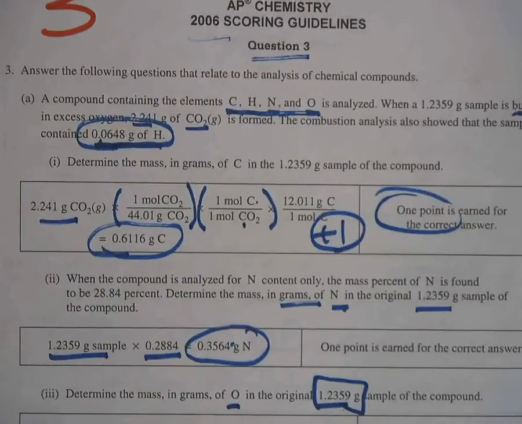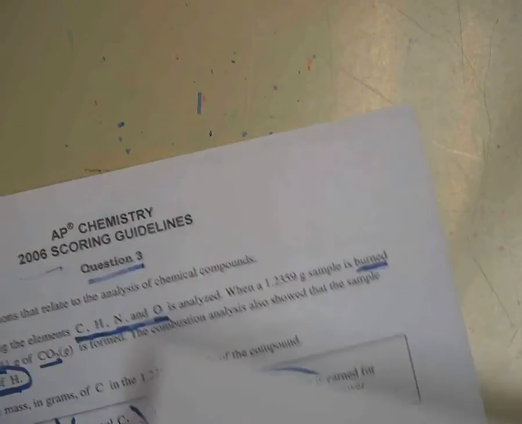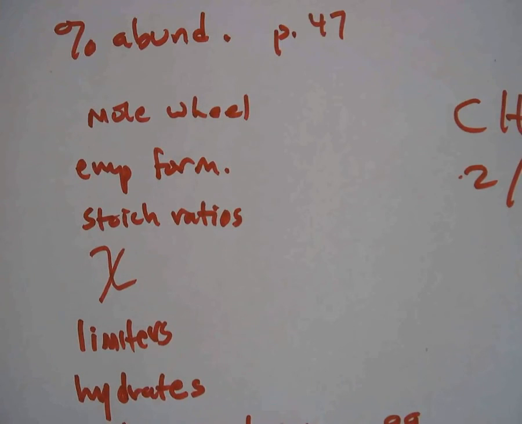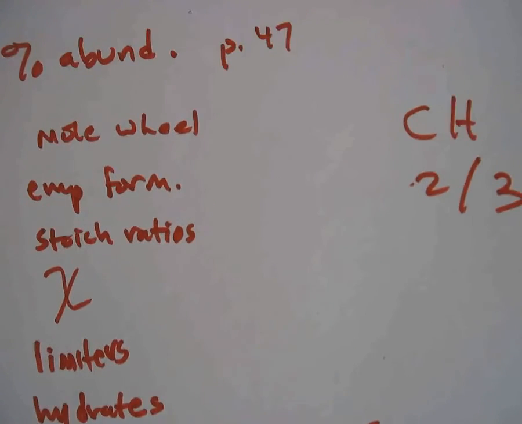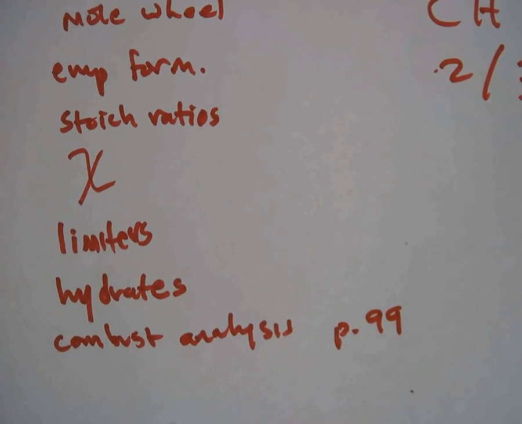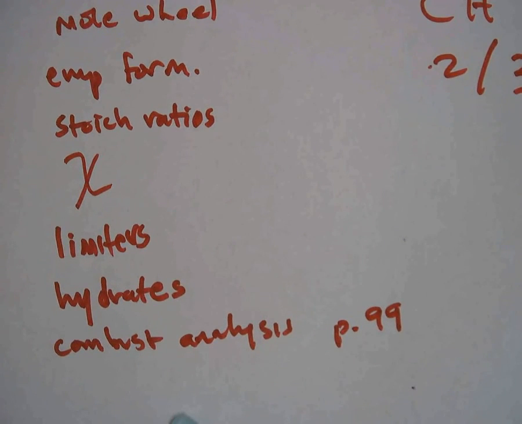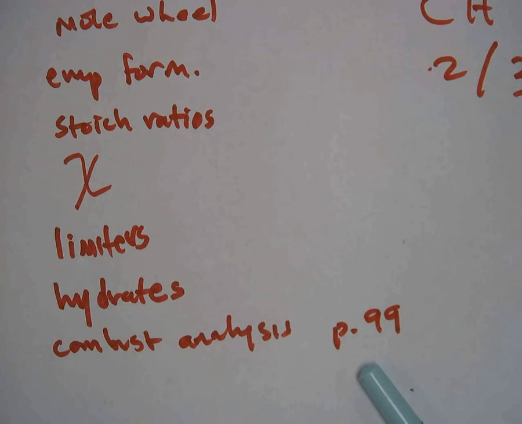This ends the review of Chapter 3. During class now, you'll be doing a bunch of these types of problems once again that include percent abundance, mole ratios, empirical formula, stoichiometric ratio, maybe some limiters, some hydrates, some combustion analysis stuff. And you need to become good at those and good at seeing through how they'll ask you a little bit trickier question that might be slightly different from these types of problems already. Good luck with your Chapter 3 review.